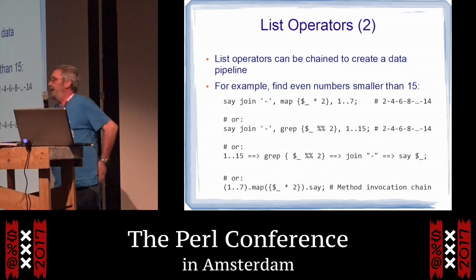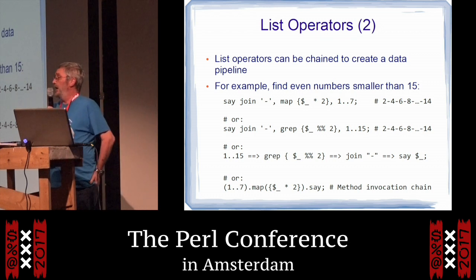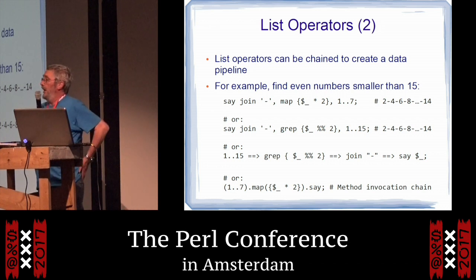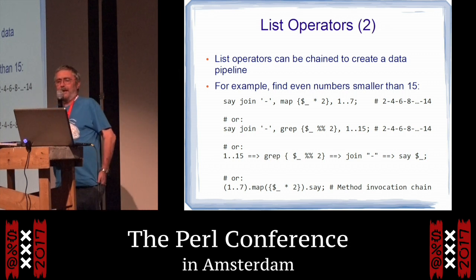So the great thing about list operators is that they can be chained to create a data pipeline, so that you can create a pipeline where each step is doing incremental changes to the data. So here I've just given four examples of ways to find even numbers which are smaller than 15.